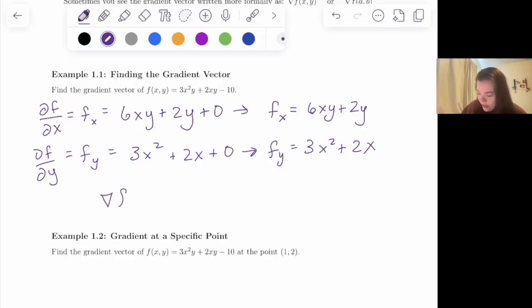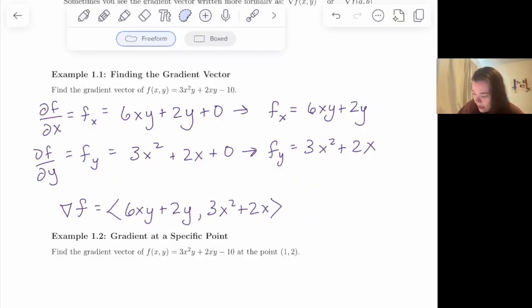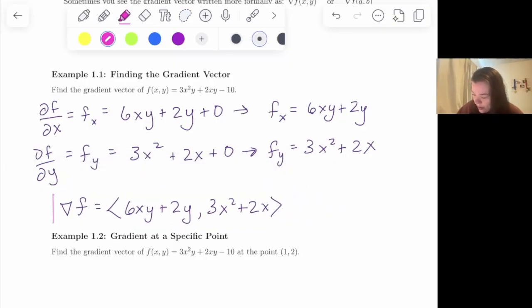The gradient vector of f is the first partial derivative with respect to x in the x component, comma, the partial derivative with respect to y in the y component. I'm going to move this over. This right here that I have just written is the gradient vector of f at a given point x, y.